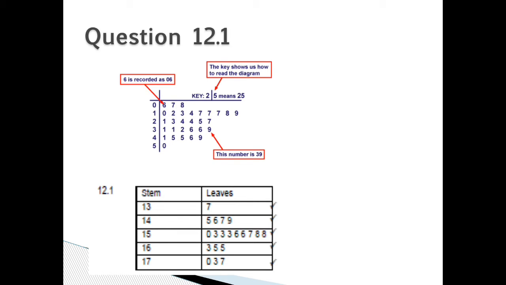In our question 12.1, you have for the stem of 13, 7. For the stem of 14, 5, 6, 7, and 9. For the stem of 15, 0, 3, 3, 3, 6, 6, 7, 8, 8. For the stem of 16, the leaves would be 3, 5, 5. For the stem of 17, your leaves are 0, 3, 7.